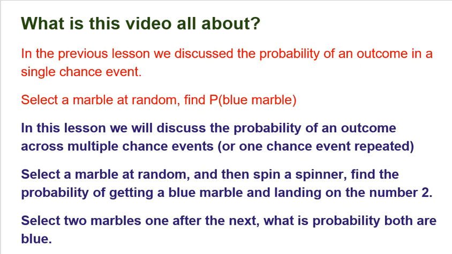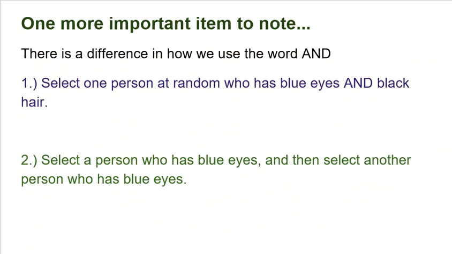Select two marbles, one after the next. What is the probability both are blue? So I'm not just selecting one, right? I'm selecting a second. So I'm doing a chance event, selecting a marble, and then I'm literally doing it again, selecting another marble.